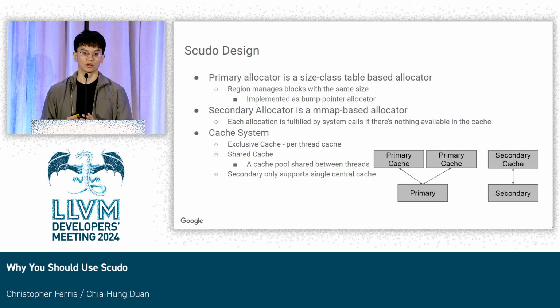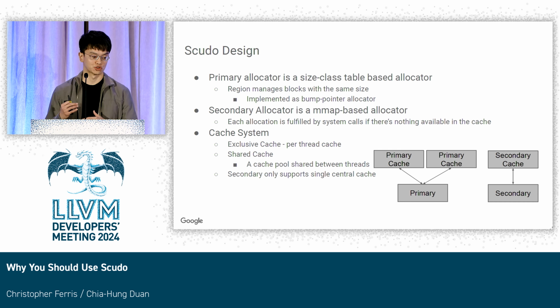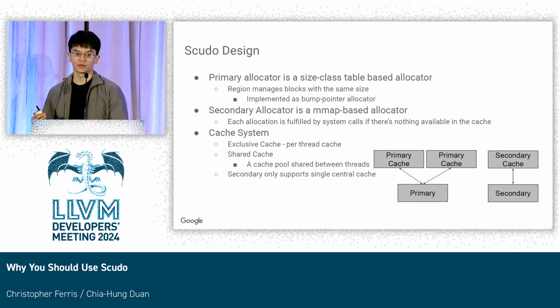And the secondary allocator is a map based allocator. As the name suggests, if there's nothing available in the cache, then you have to fulfill it with the system call. So it's slower than the primary allocator.